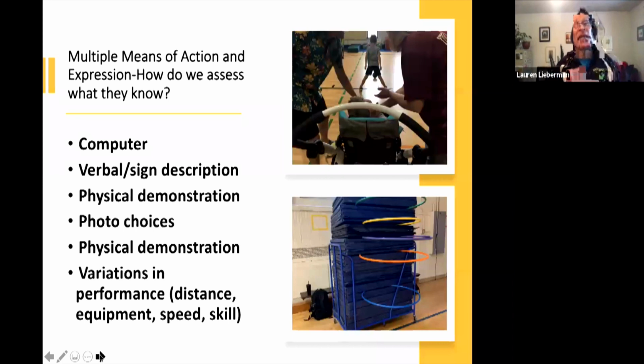And then we also need to make sure that kids get variations in their performance, varying the distance, the equipment that they use, the speed that they do it with, who they do it with, what skills they use. We should give them a range of options when we're asking them to show us what they know.